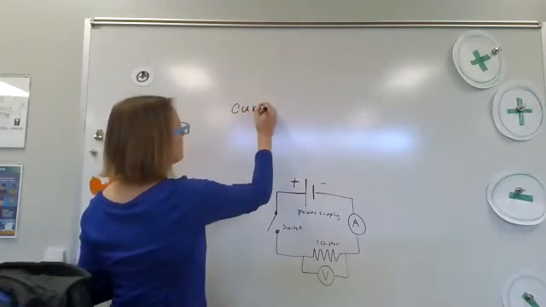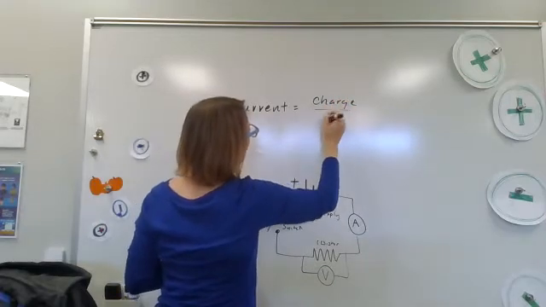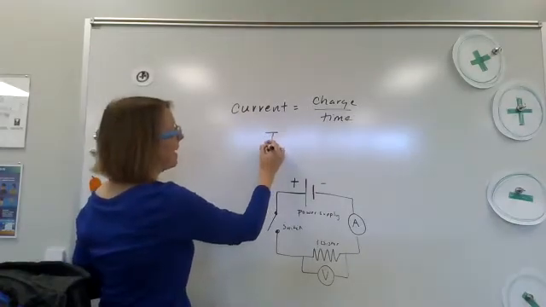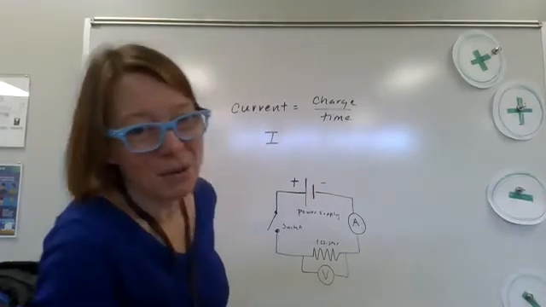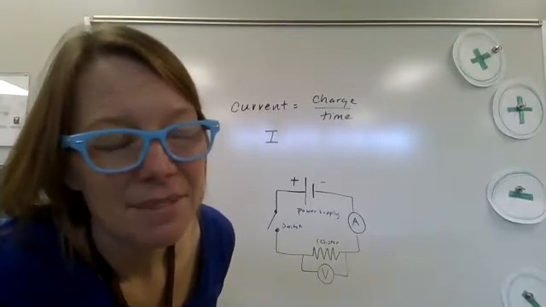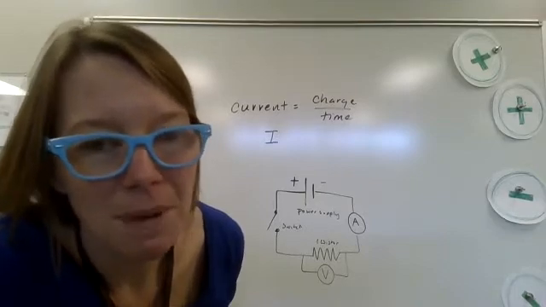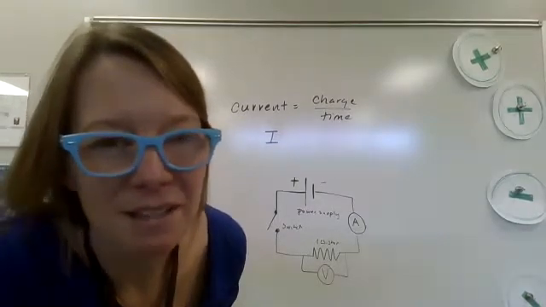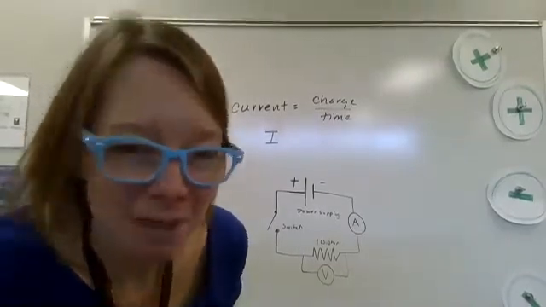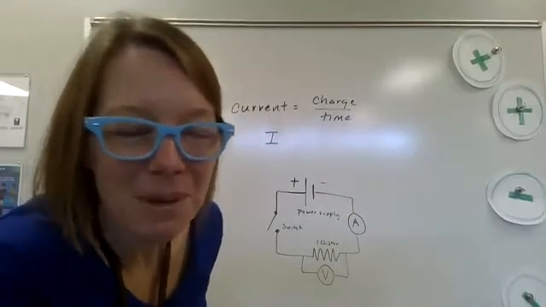So current is charge per unit time. And the symbol for current is an I. Now that's kind of annoying, right? Because current starts with C. But we already used C for capacitance. By the way, I don't know exactly who decided all this, but here we are. Like many things in the world, here we are, the result of whatever happened in the past.